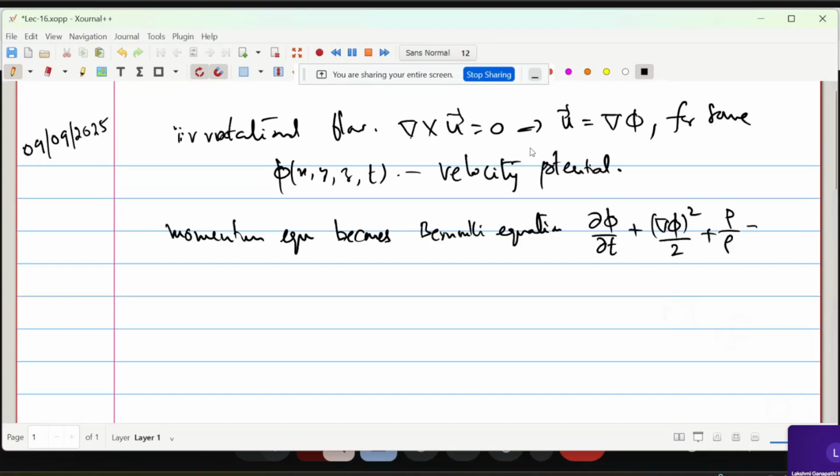Okay, p/ρ plus the external force. That is your external force. You call it gz, right? So let me put this on this side itself. So that is actually equal to plus gz equal to constant, constant everywhere in the fluid. So this is what you have, right? Irrotationality means you have this one, and the momentum equation becomes this Bernoulli equation.